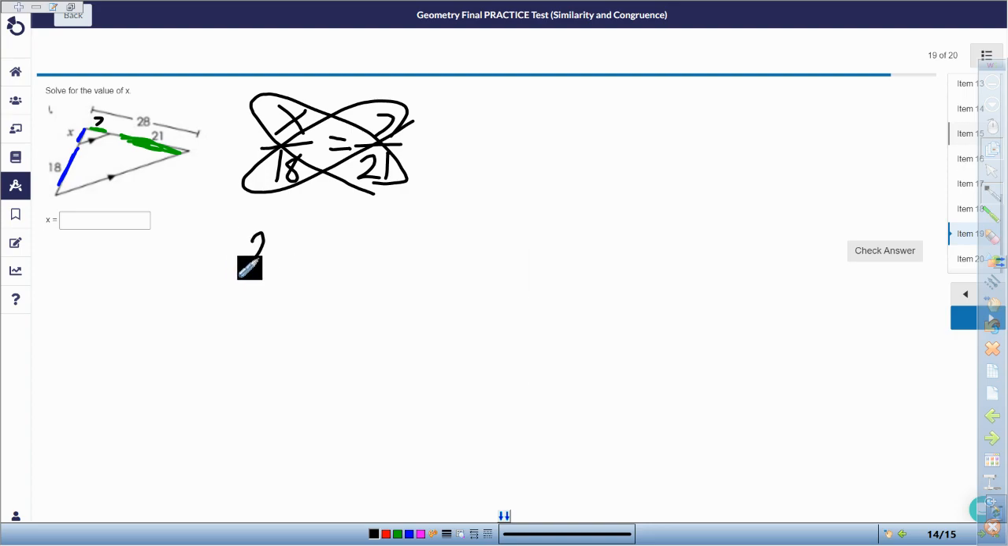So 21 times x is 21x, equals 7 times 18, which is 126. And then divide both sides by 21. Looks like we're getting x equals 6.